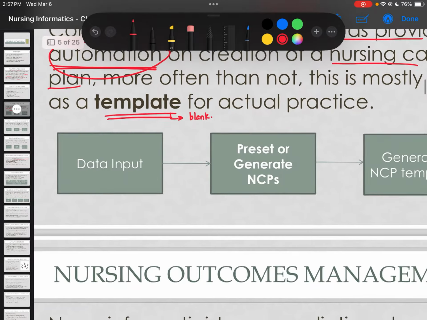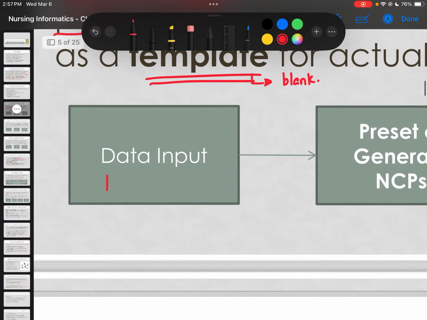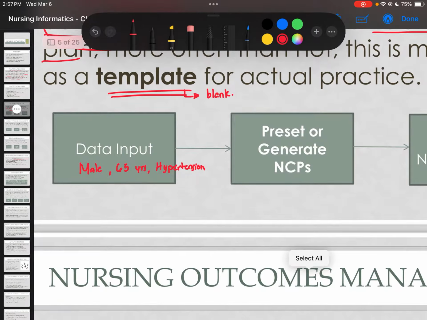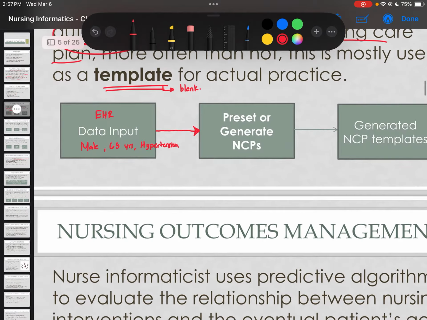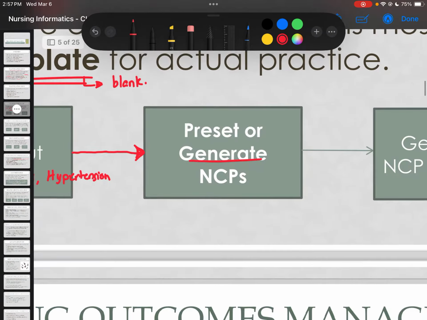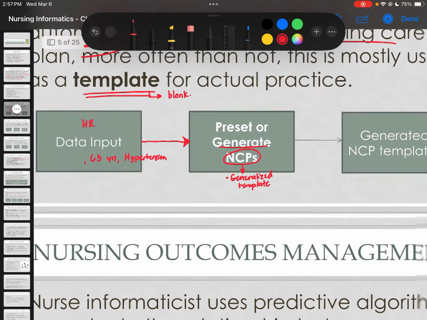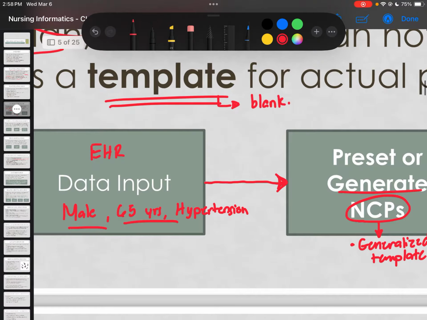Here is how the process works. Let's say, for example, the patient is male, 65 years old, and has hypertension. That data is from your electronic health record. Using that data, we will input it into our system, and our system will generate a nursing care plan. But this nursing care plan is a generalized template that caters mostly to males who are 65 years old and have hypertension. It is just generalized.